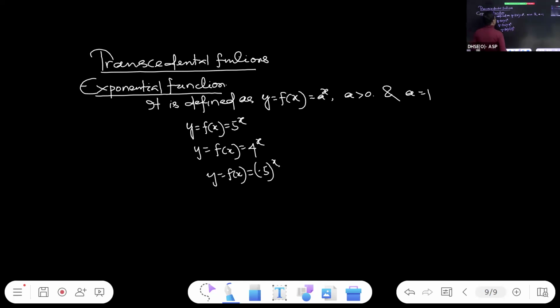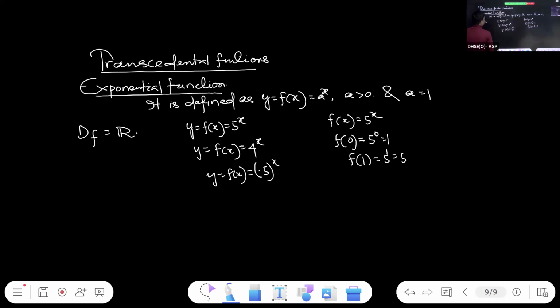Okay. So if you consider f of x is equal to 5 to the power x, and you want the value of f of x at x is equal to 0, then if you take x is equal to 0, it will give you f of 0. F of 0 is equal to 5 to the power 0 is equal to 1. F of 1 will be 5 to the power 1, it will be 5. So you take any real value in place of x, you will get a unique value, because 5 to the power x is defined for all real values of x. So we can say that the domain of an exponential function is R. Write down: an exponential function is defined for all real values of x.